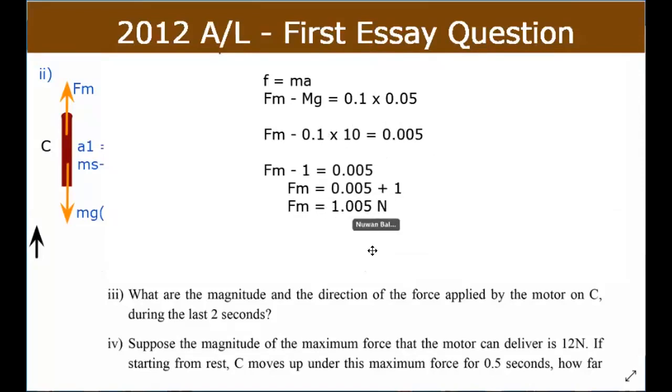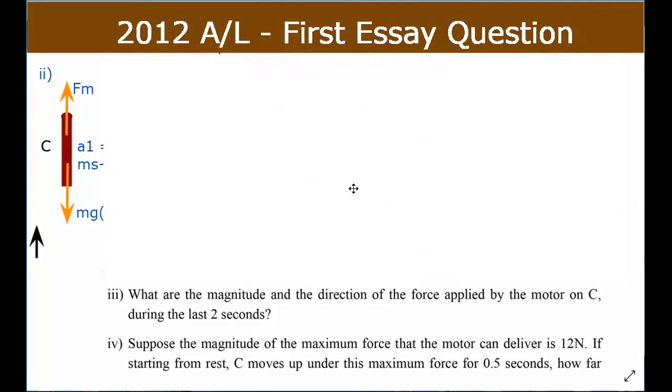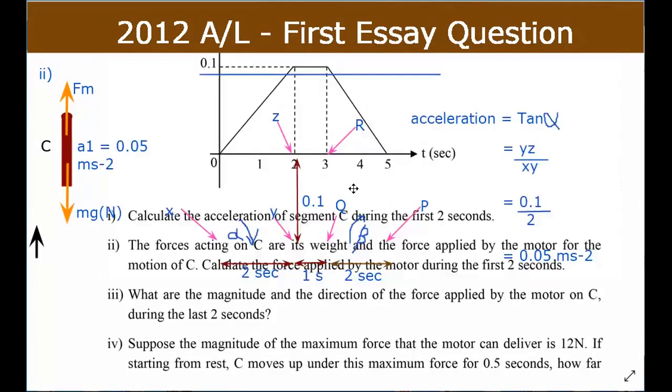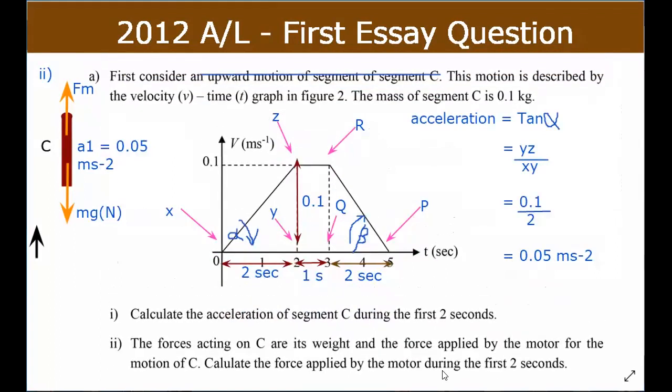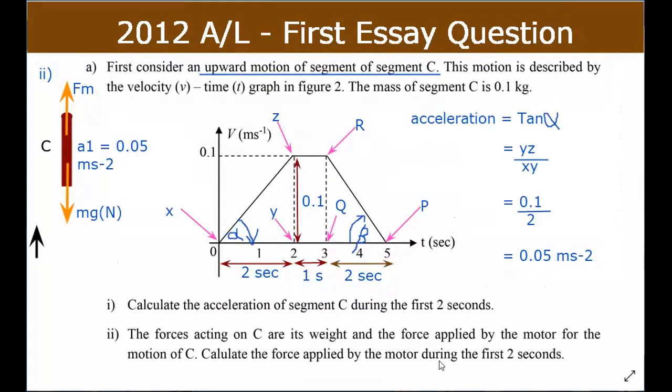So did you write this? I won't erase this because I do not have enough space. Please write them. If not, take a screenshot. I want to erase. So during the last 2 seconds, it has a deceleration. Right. So please write for Roman number 3. Please write. Right. Let me take the graph. This is the graph.